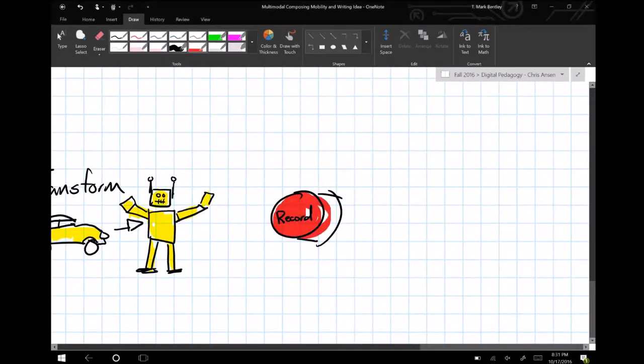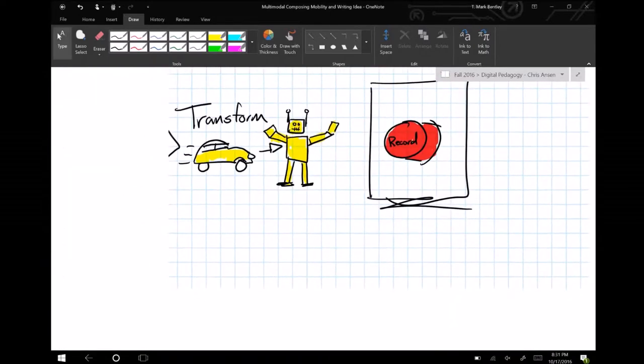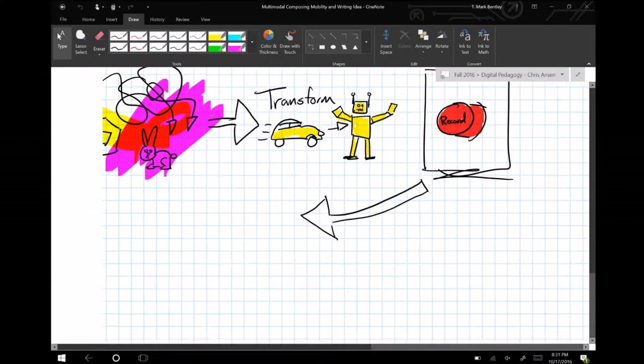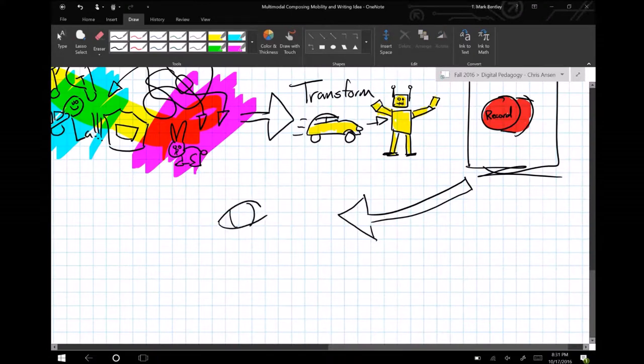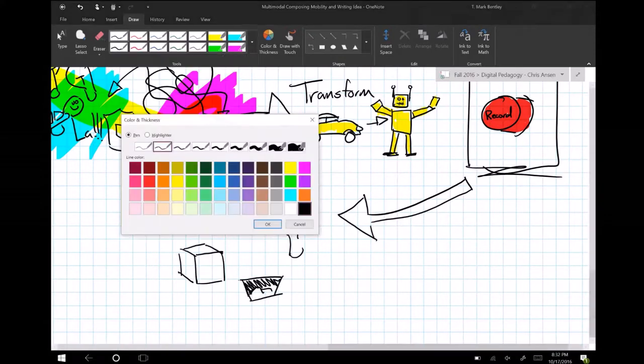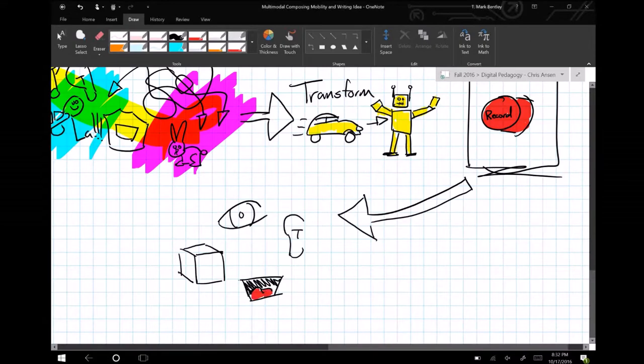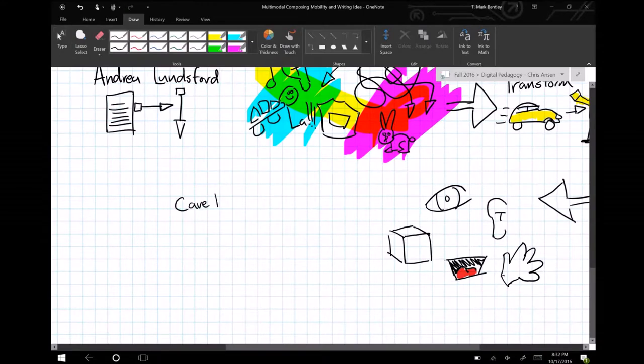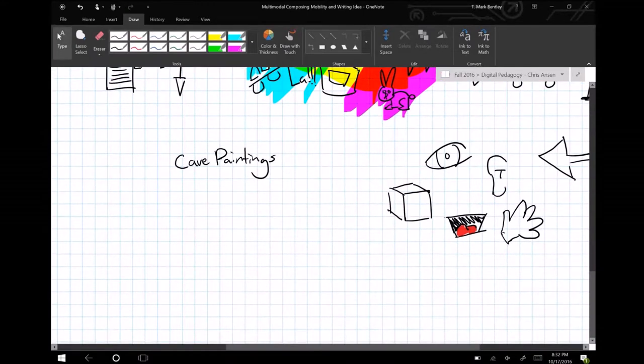Multimodal composing affords its creators a range of modes through which to capture and transform experiences, as it actively relies upon multiple semiotic systems and modes of communication to relay a message, including the visual, the aural, the spatial, the linguistic, and the gestural modes. Jason Palmeri reminds us that writing always employs multiple modes, and writing has never not been multimodal.